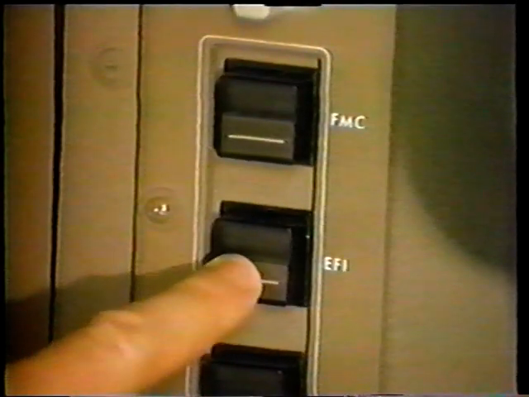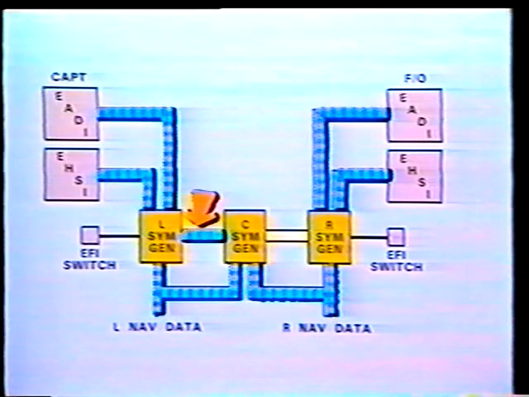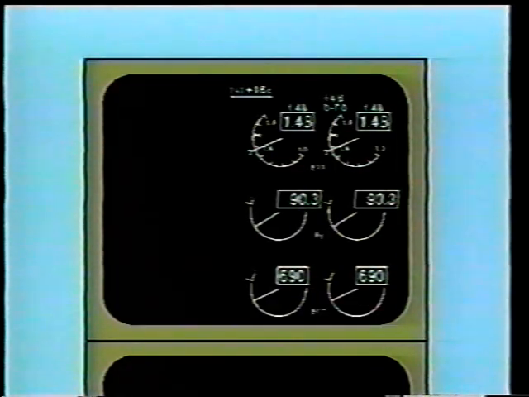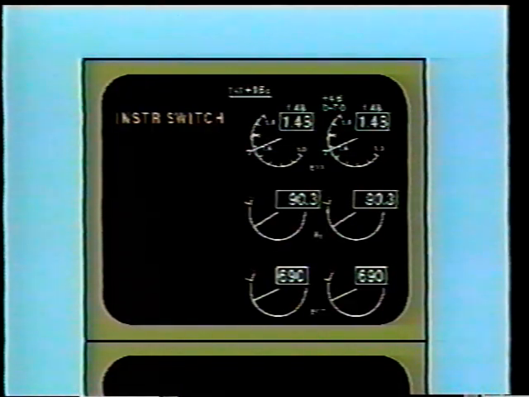Pushing the EFI switch to the alternate position selects the center symbol generator to provide display signals to the captain's or first officer's display units. Other switches on the instrument source select panel may also select the source of data into the symbol generator. If both the captain and first officer select the same symbol generator, a level B caution message appears on the upper ICAST display and an associated oral tone sounds. This message indicates that the first officer's EADI and EHSI are now controlled by the captain's controls.